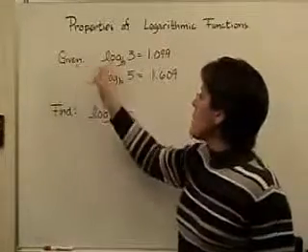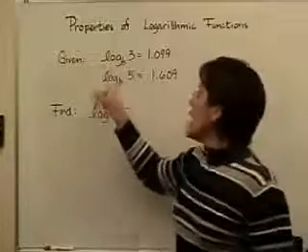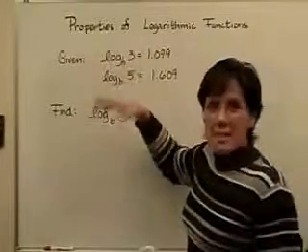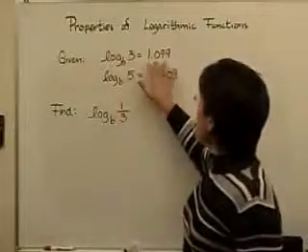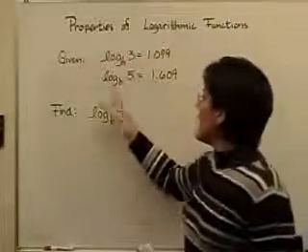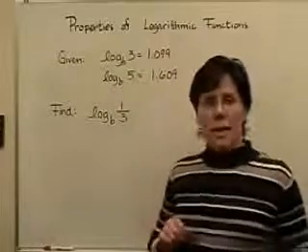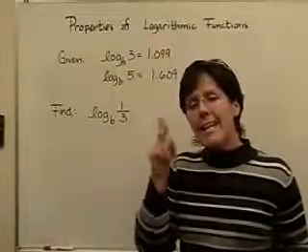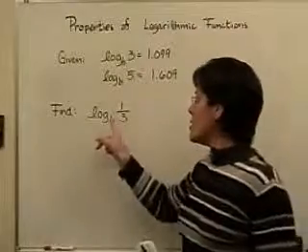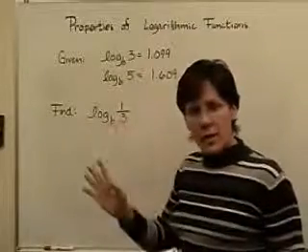But what happens in this problem is I'm giving you some information. I'm giving you that the log of 3, where the base is this unknown b, is equal to 1.099. And the log of 5, where the base is also b, is equal to 1.609. And I'm asking you to use that and some of the properties that you know to find the result of this without a calculator.